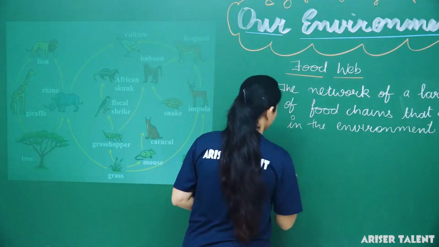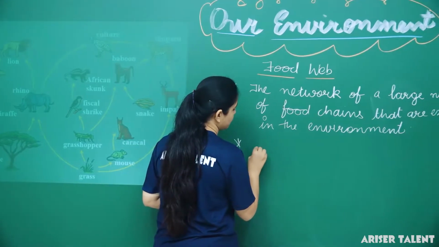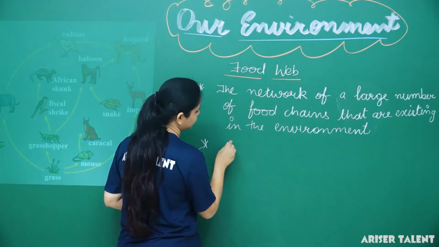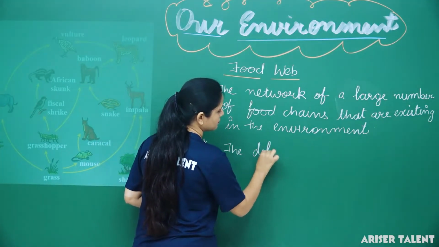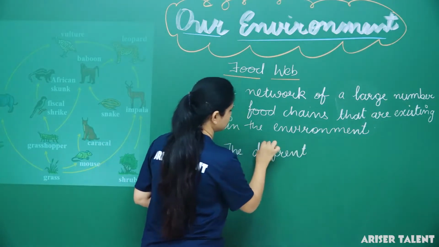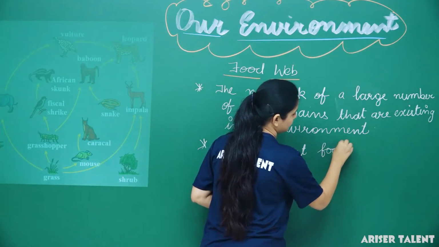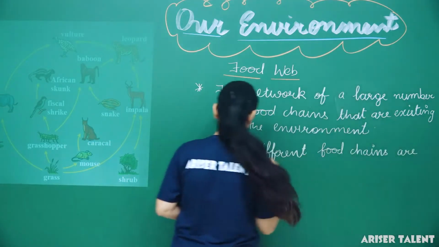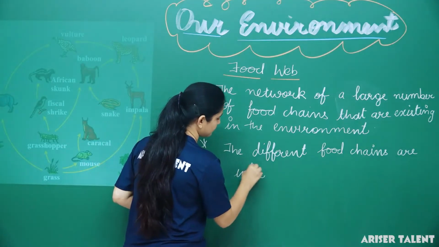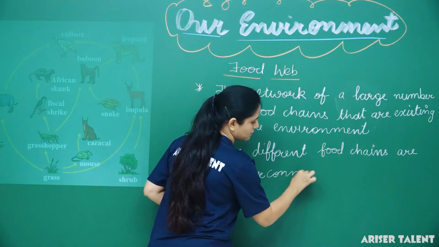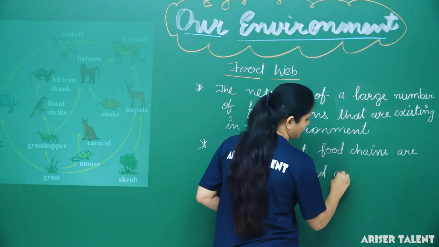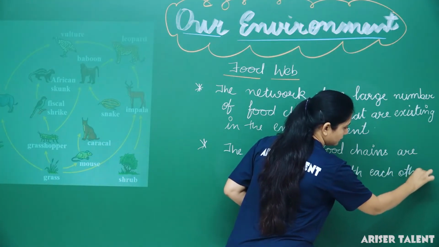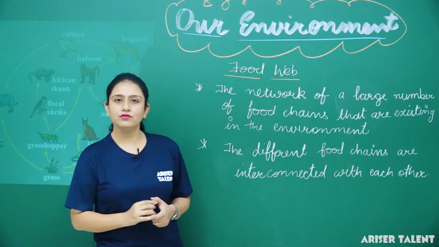You can mention the point here. The different food chains are interconnected with each other. Okay, so this is all about the food web. Clear?